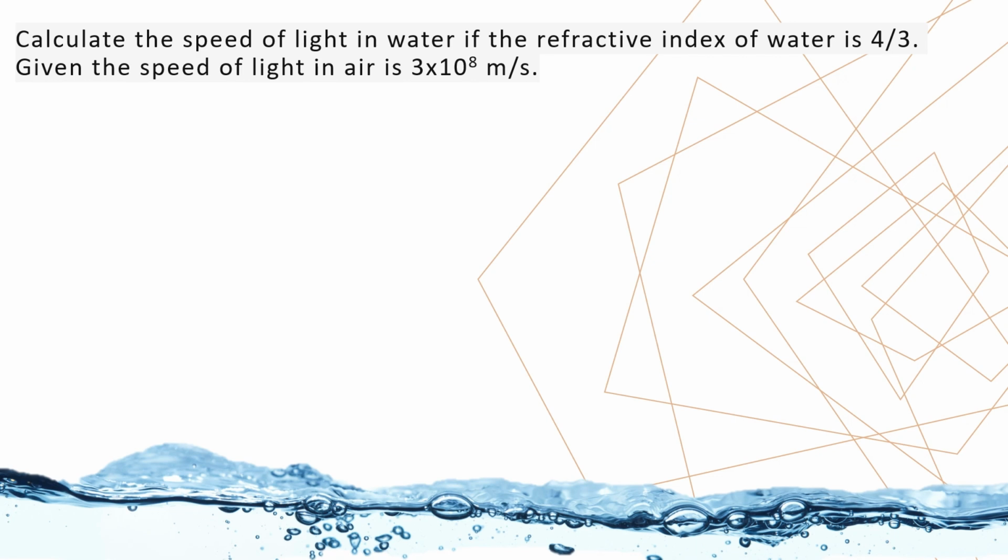The question says, calculate the speed of light in water if the refractive index of water is 4/3. Given the speed of the light is 3 into 10 power 8 meter per second. So let's write given first.